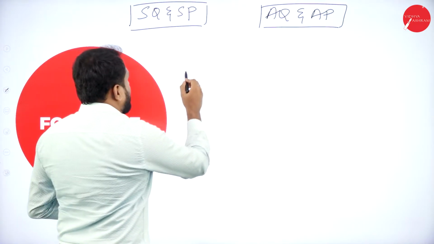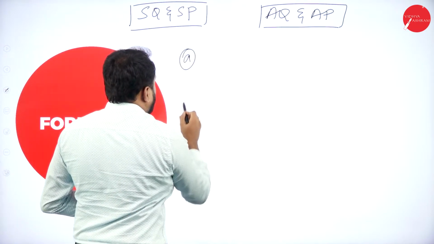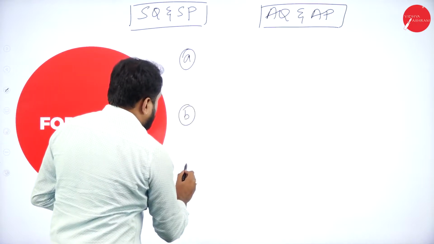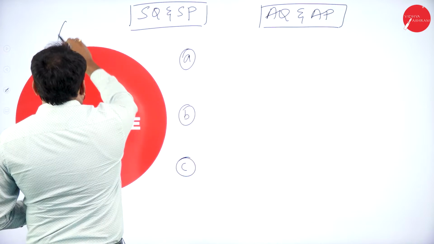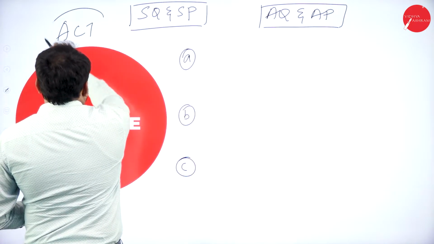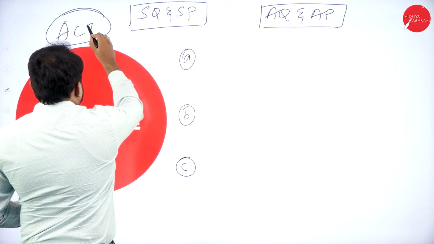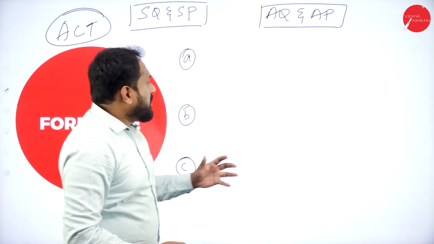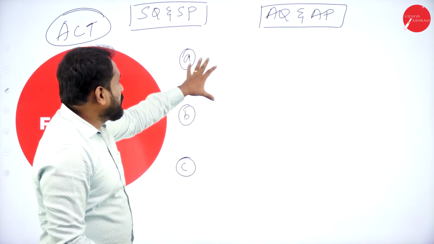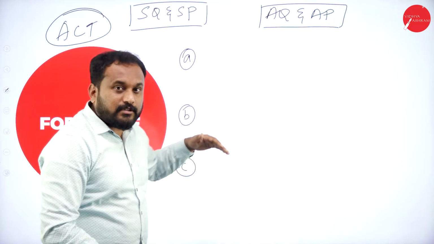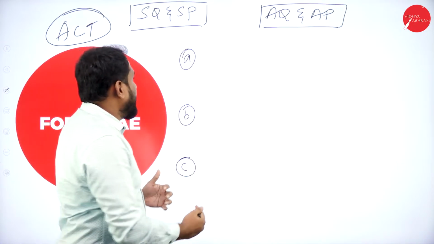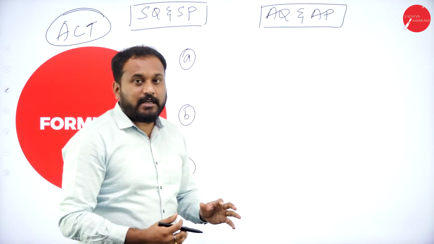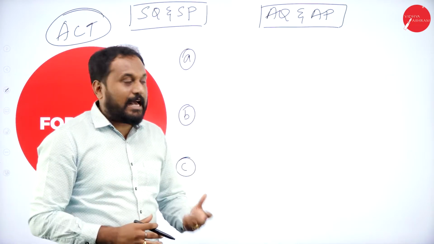I want you to write here A, then B and C. Now understand the ACT, that is called Abhilash Chandra tricks. What exactly is this about? I'll be giving you three formulas. Two of the formulas I'll teach you. The third one you will only understand, and you can write it. You don't need to remember the formulas, just understand how the formula happens.